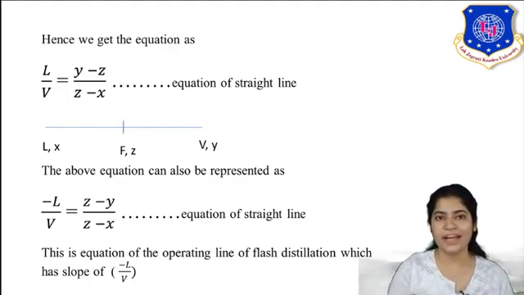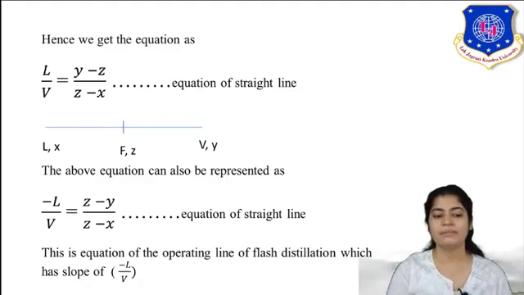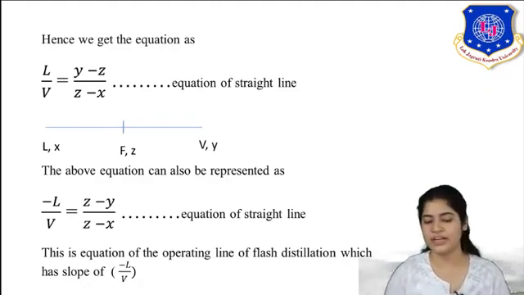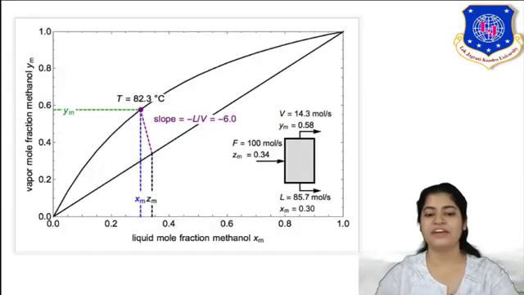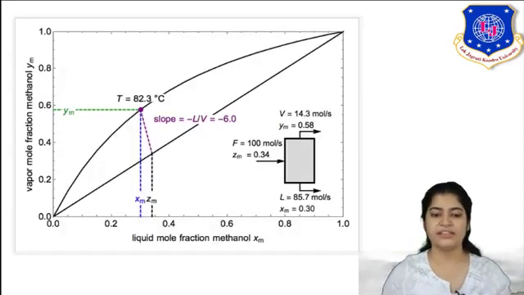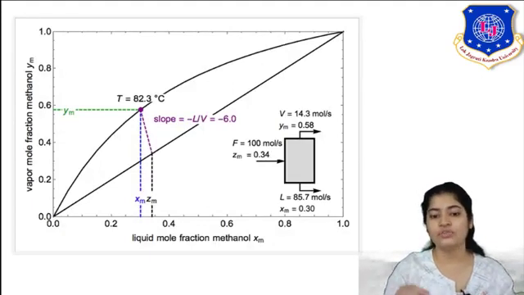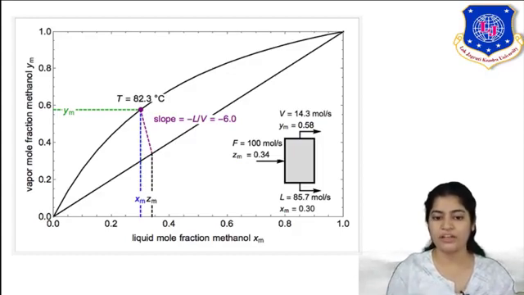So your operating line of flash distillation column is minus L by V is equal to Z minus Y upon Z minus X. So you can see graphically, using an example, my flash distillation column. F is my 100 mole per second feed rate. So what is Zm? Zm is my 0.34. It is mole fraction of more volatile component. So F into Zm, what is that part? 34.